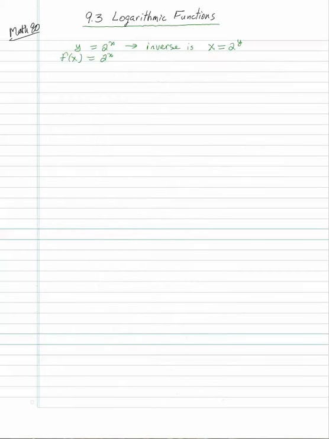So we ended last section on graphing x equals 2 to the y, and that's the inverse of y equals 2 to the x. So we're actually going to define this to be the logarithm base 2 of x equals y.